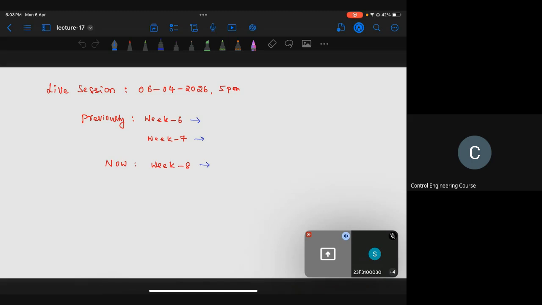If we observe the previous two weeks, in week 6 we saw the RH criterion, and we also saw the root locus technique, both of which we use to decide the stability of systems.